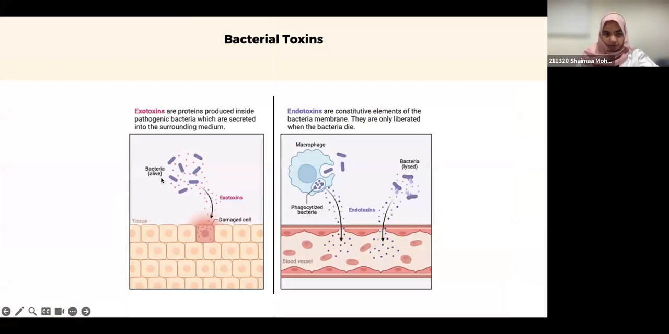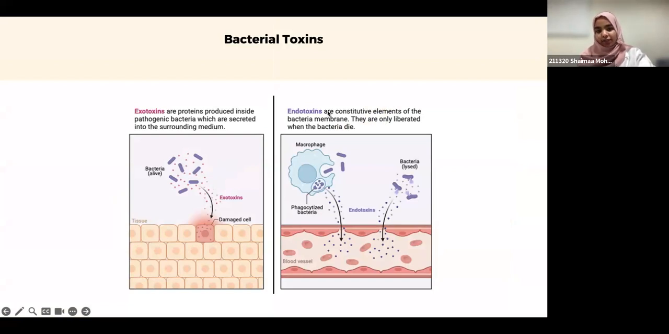So what is an exotoxin? An exotoxin is basically the toxins produced by the bacteria. The bacteria is still living. It's produced inside the bacteria, but it's released outside. So it's exo, it's released outside the bacteria, and it's going to cause damage, okay?